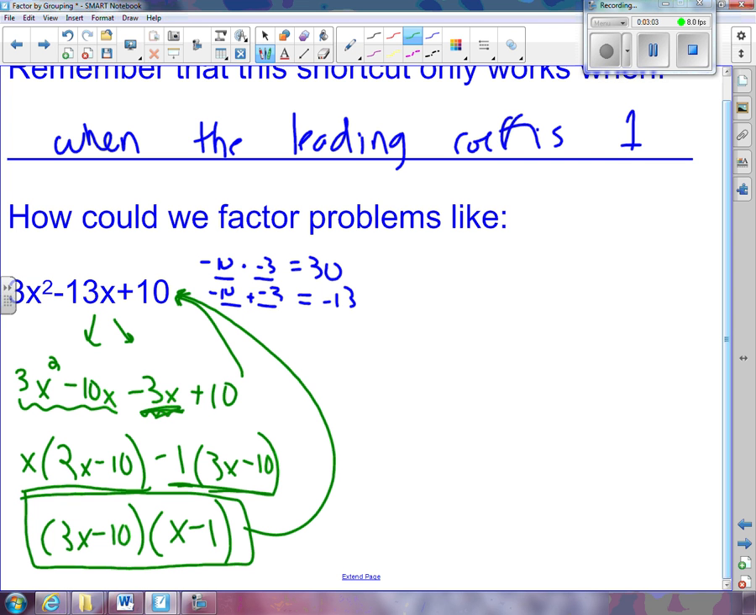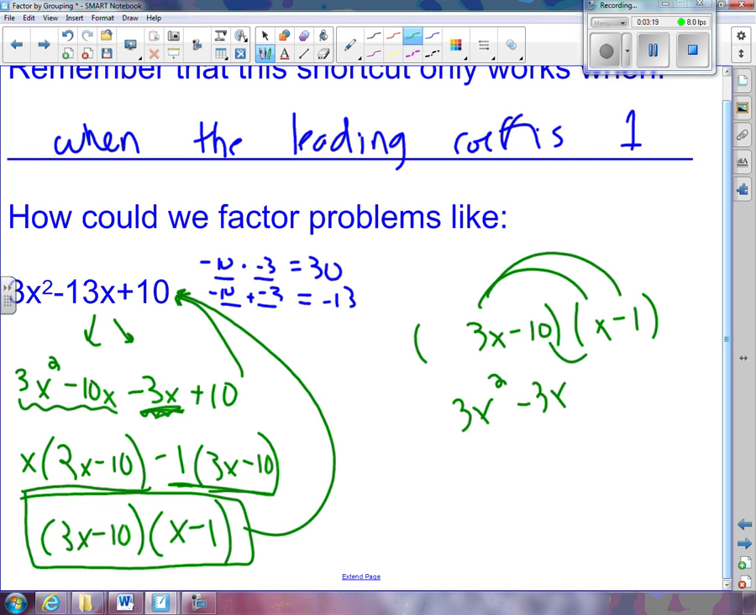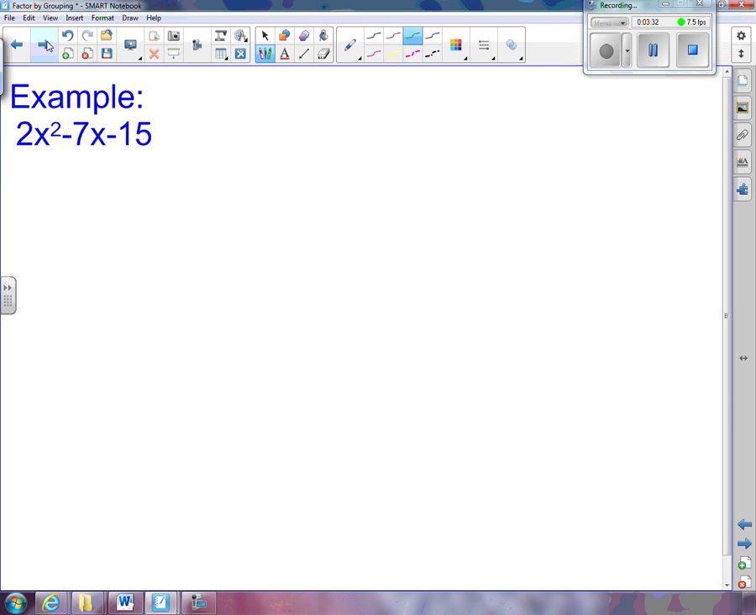And you can always check whether or not you're right by FOILing this out. So if you multiply these two expressions together, I'm going to get 3x squared minus 3x minus 10x plus 10. If you simplify this, you get 3x squared minus 13x plus 10, which is equivalent to the original statement. So we're just going to try a few more examples.